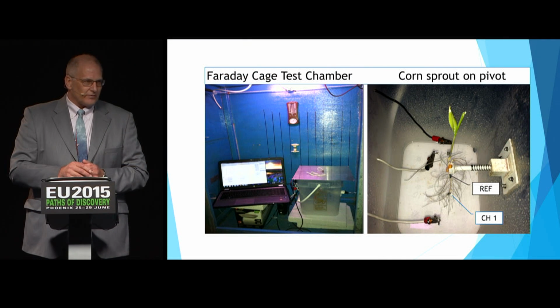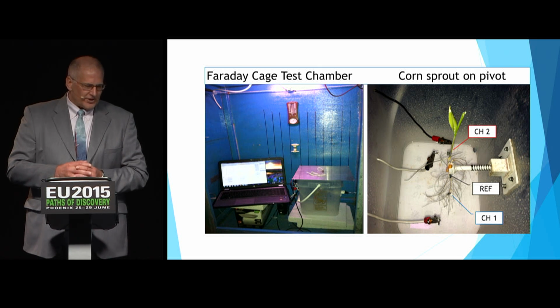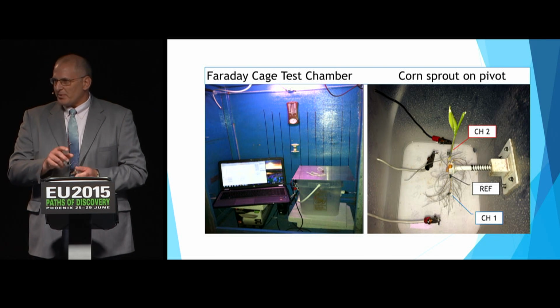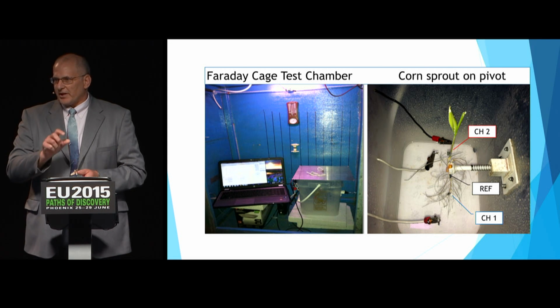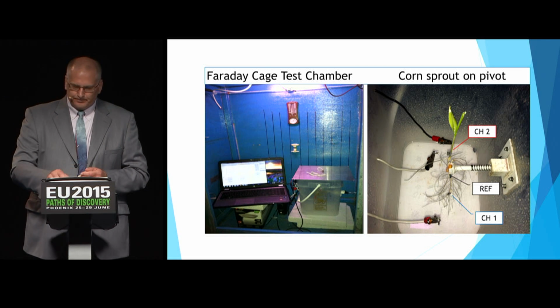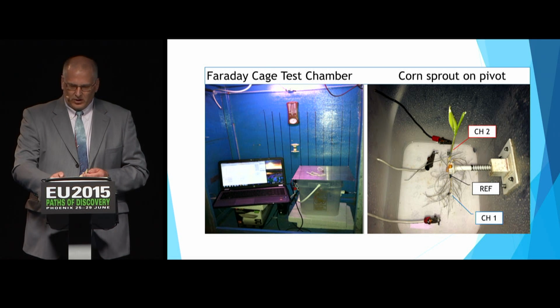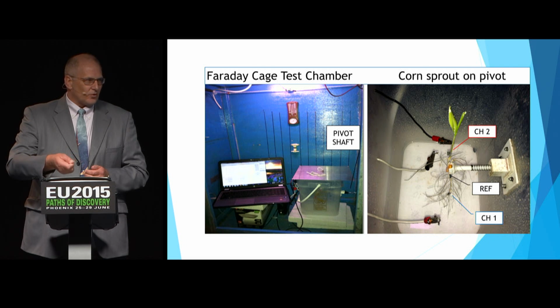Channel one was hooked a little farther down the root. Channel two is hooked on the stem. The reason it's not hooked farther up the stem is because this sprout's got some age to it, and it grew through, it didn't go with it. They were wired when the sprout was quite small. And then there's a pivot shaft, and the pivot shaft allows me to rotate the corn sprout.